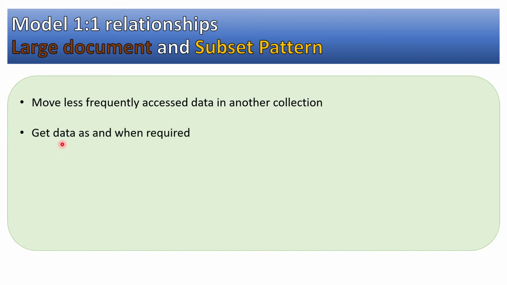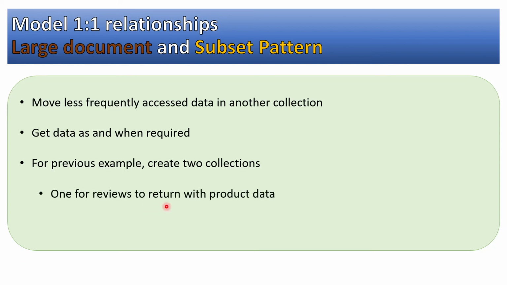It leads to performance improvement, so that in case we want all the reviews, then anytime we can fetch data from the other collection, which has all the data. There also we can fetch in the pagination view. For the previous example, create two collections: one for reviews to return with the product data, and the second one for all of the leftover reviews.